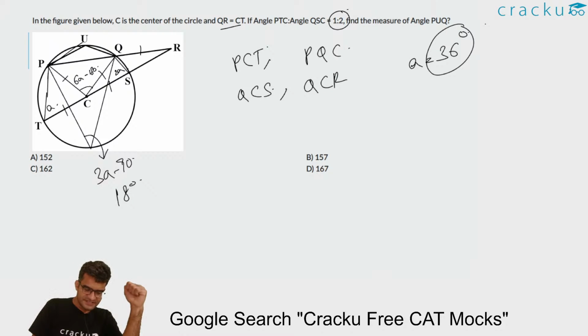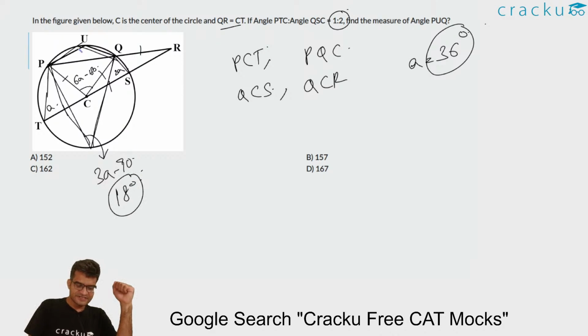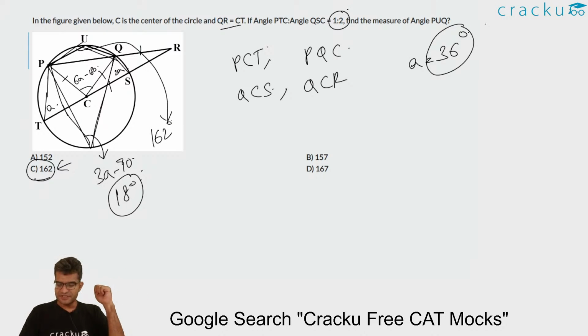Now this is a cyclic quadrilateral, so the sum of the opposite angles will be 180 degrees. If this is 18 degrees, this will be 180 minus 18, which is equal to 162 degrees. So the answer for this question is option C. Let us look at the next question.